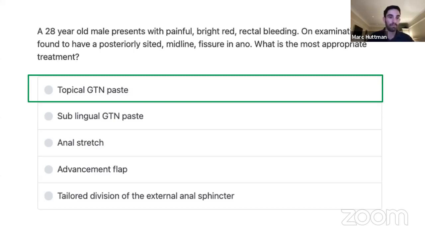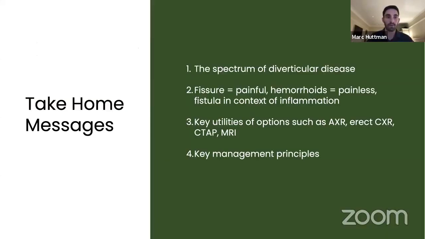Topical GTN paste. Sublingual GTN paste is the right drug, very wrong location. Anal stretch, that would be bad. They used to do that, but it's extremely painful and didn't really help things. Advancement flap would be for really complex stuff that hasn't responded to all the initial treatments, and tailored division of the external anal sphincter would lead to incontinence and is not the right answer.